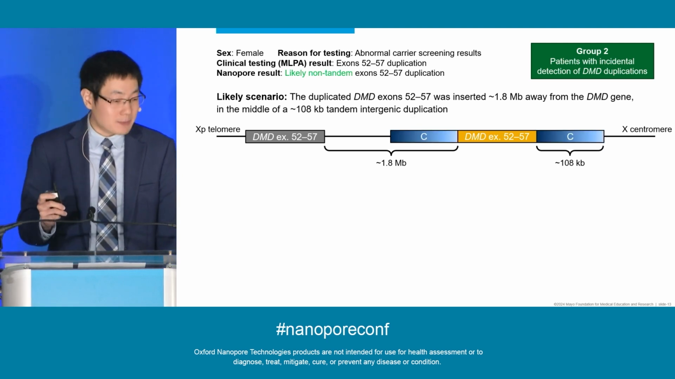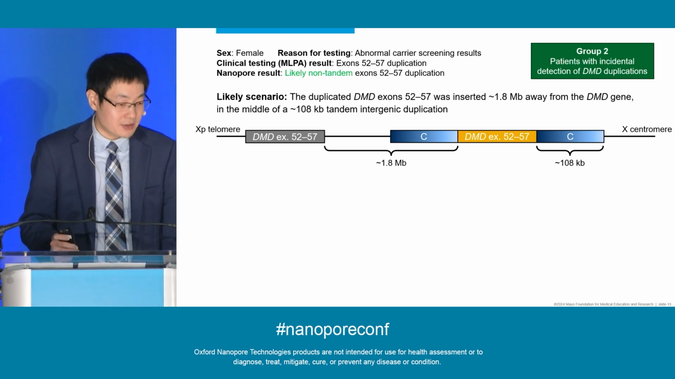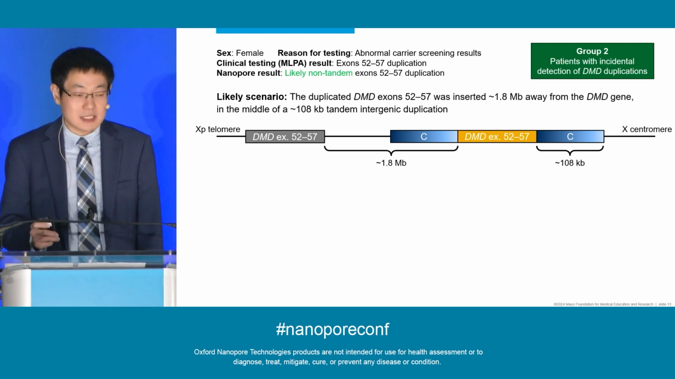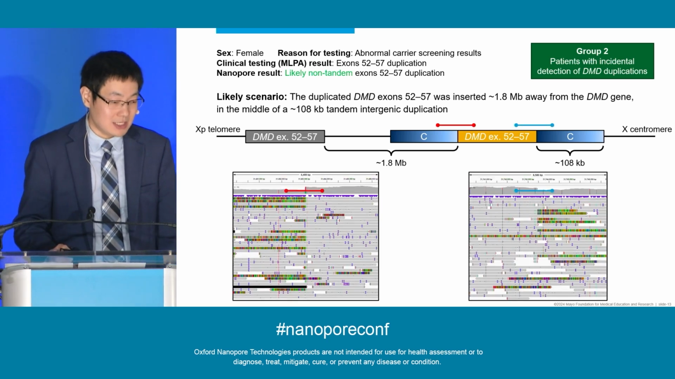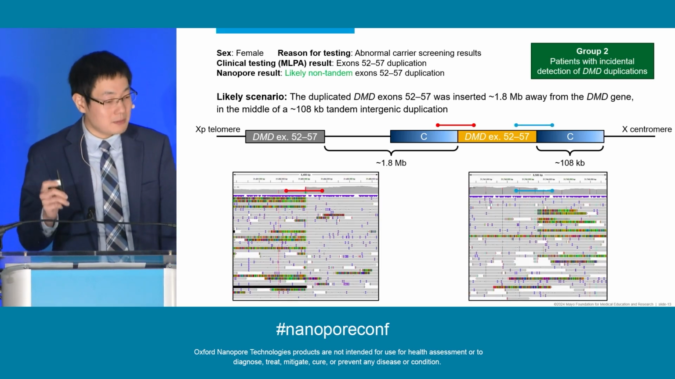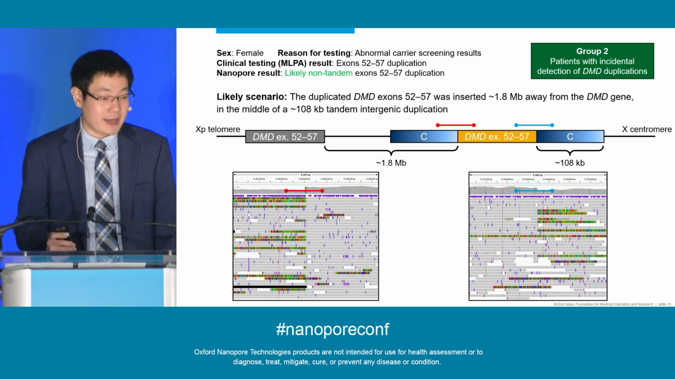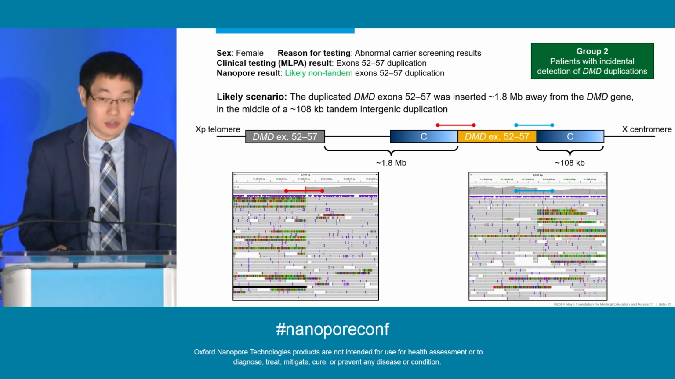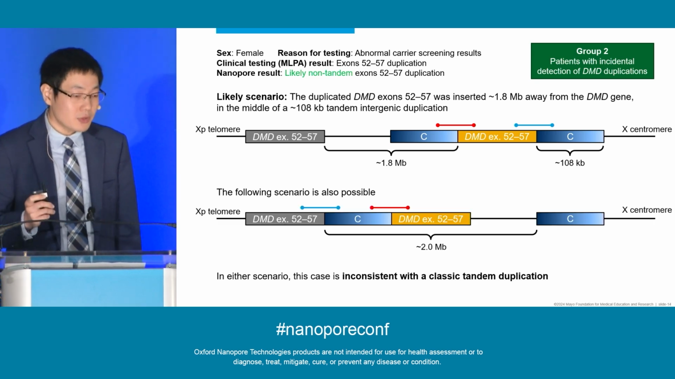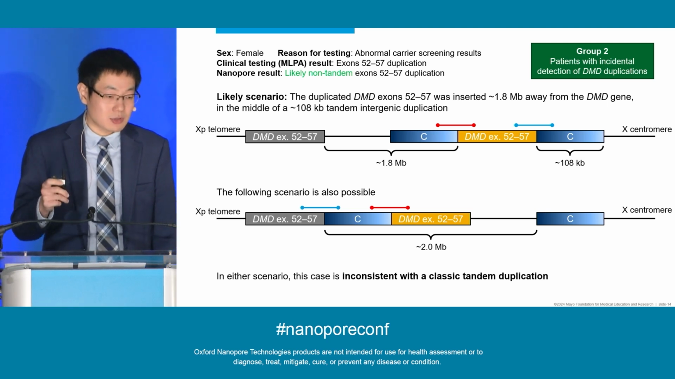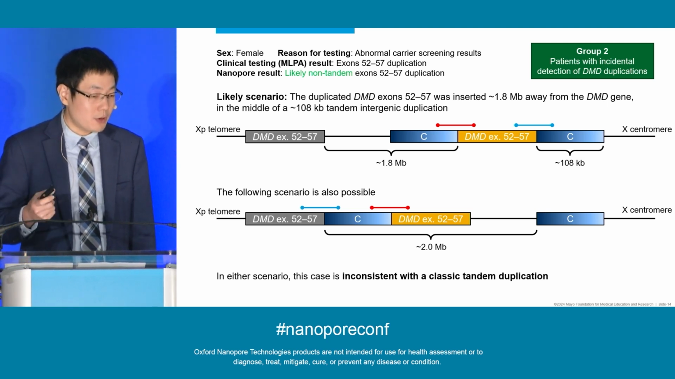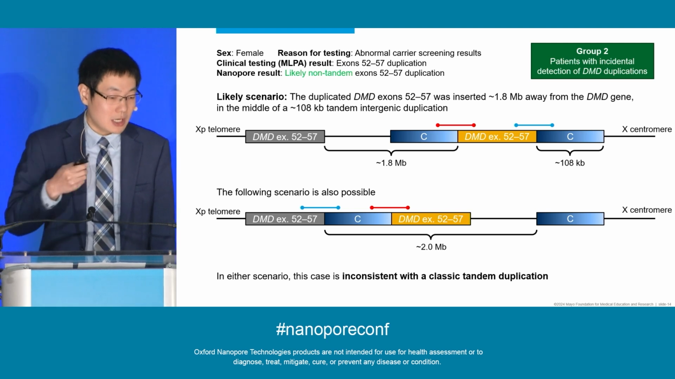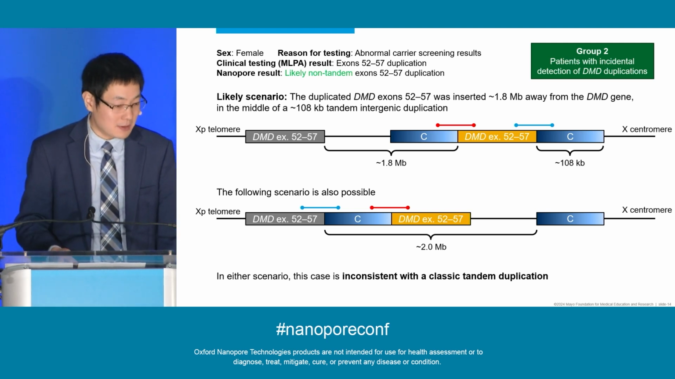I apologize for a busy slide, but here is a likely scenario. That is, the duplicated DMD segment is roughly 1.8 megabase pair away from the DMD gene, and it is also in the middle of a 108 kilobase pair tandem intragenic duplication. The reason we concluded about this structural configuration is we detected two groups of split reads supporting the red and the blue junction shown in the IGV screenshots below.